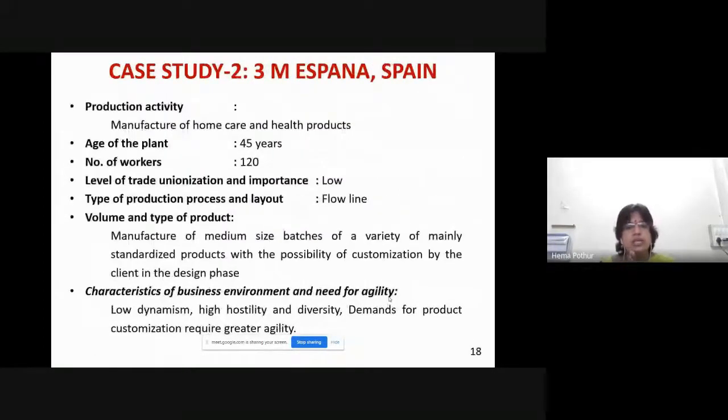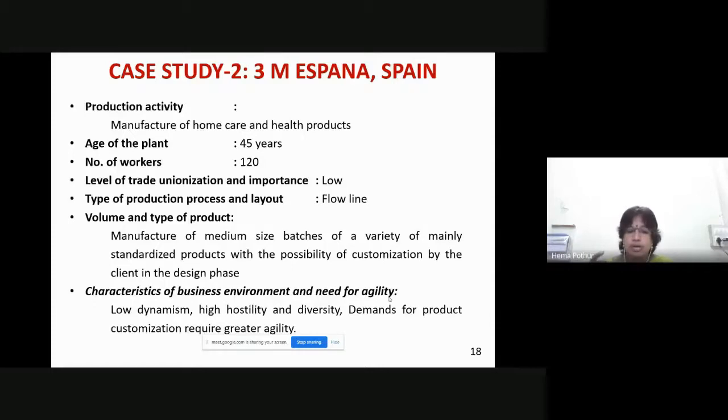There is another company called 3M here, which is on home care and healthcare products. The age of this particular plant is around 45 years. They have a very low number of workers, because the ratio of the workers is comparatively low, and it has a very low level of trade union. The type of production process and flow line here is medium-size batch production. It's not even mass production, it's batch production, because it relates to home care. The product nature itself relates to home care, and it has low dynamism and high hostility and diversity.